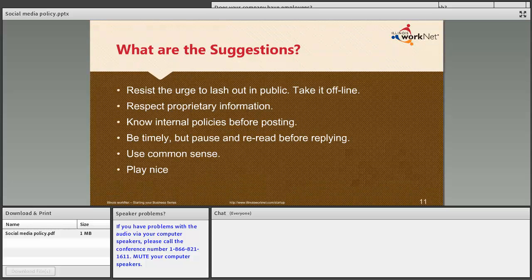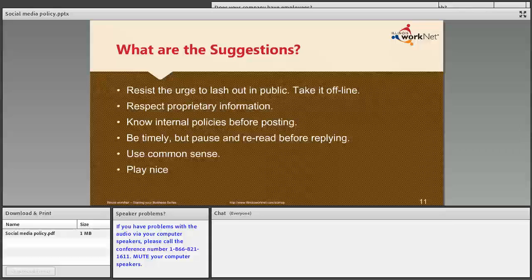What are some additional suggestions? You need to insist that people resist the urge to lash out in public. You want to make sure that you take things offline. If there's something that gets heated, you want to make sure that you're taking it offline to answer or have that communication with that potentially irate customer.